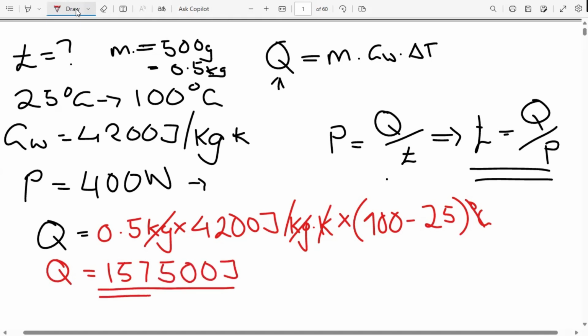So this is the amount of energy that is absorbed to change the temperature of our water from 25 degrees Celsius to 100 degrees Celsius. Now that we found the Q, let's just plug it into this formula and find the time that it takes.